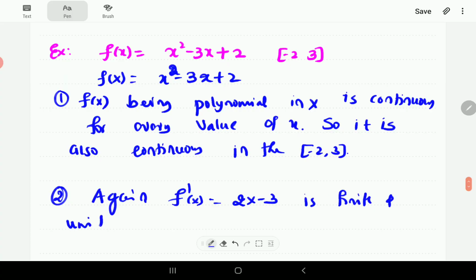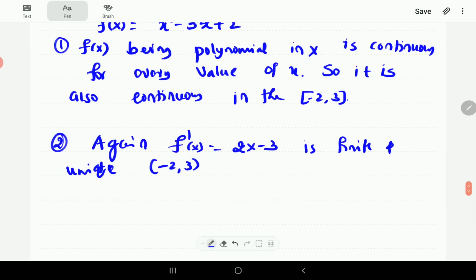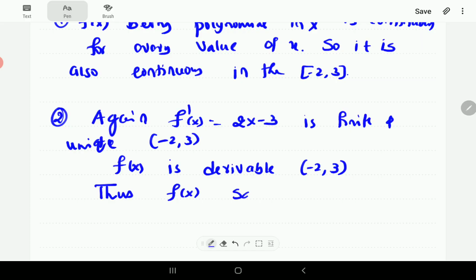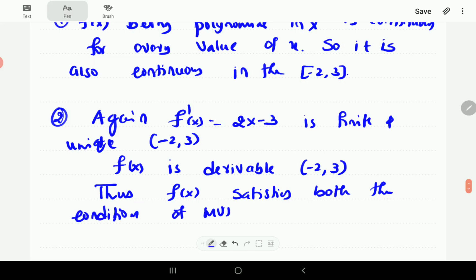For every value in the open interval -2, 3, f of x is derivable. It is derivable in the open interval -2, 3. Thus f of x satisfies both the conditions of the MVT, the mean value theorem.